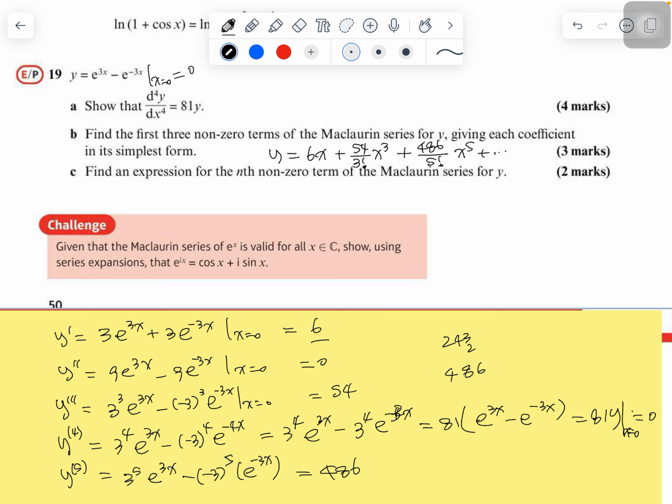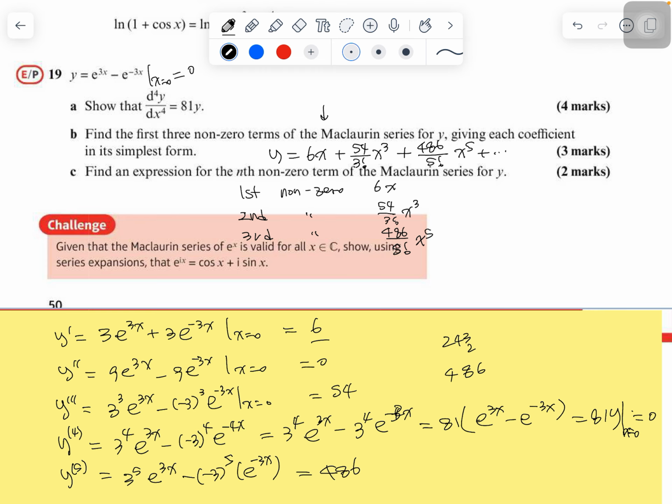And C, the expression for the nth non-zero term of the series. Okay, non-zero term. So nth non-zero term means, so this is the first non-zero term, 6x, and the second non-zero term is 54 over 3 factorial x to the power of 3. So the third non-zero term, 486 over 5 factorial and x to the power of 5.